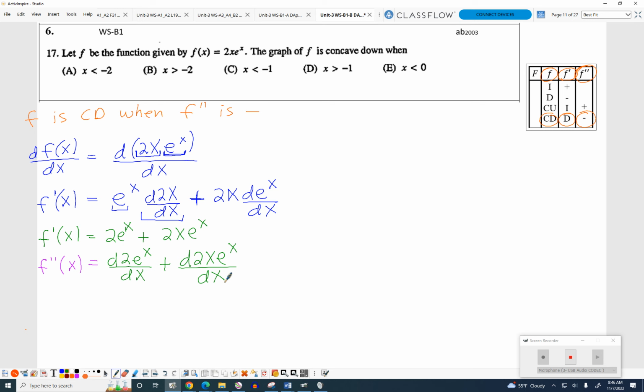Pretty good? Max, now what? Now we can turn d of 2e to the x into 2 times d of e to the x over dx. Perfect. 2 points. Cameron, you're up. So I said plus 2x e to the x. I've got to work on this. What do I do with this?